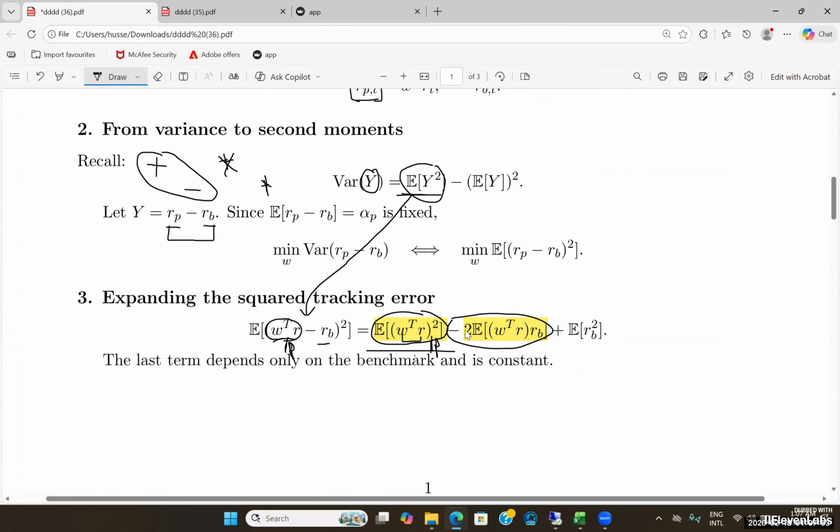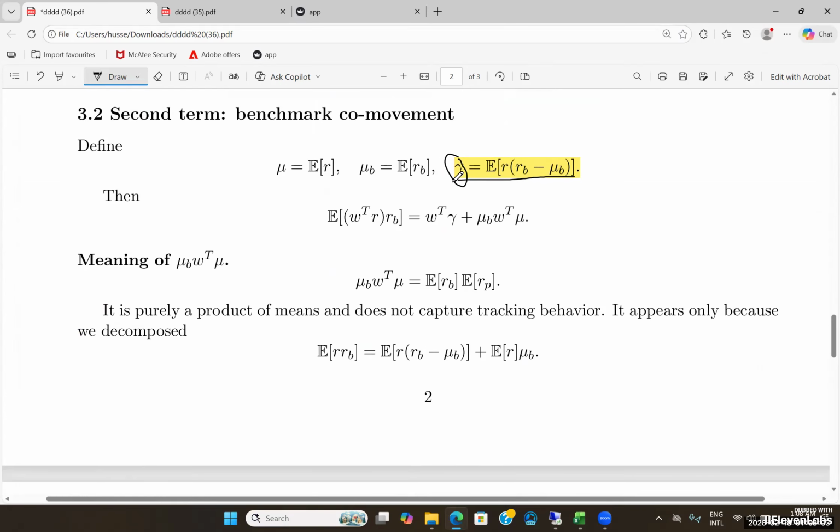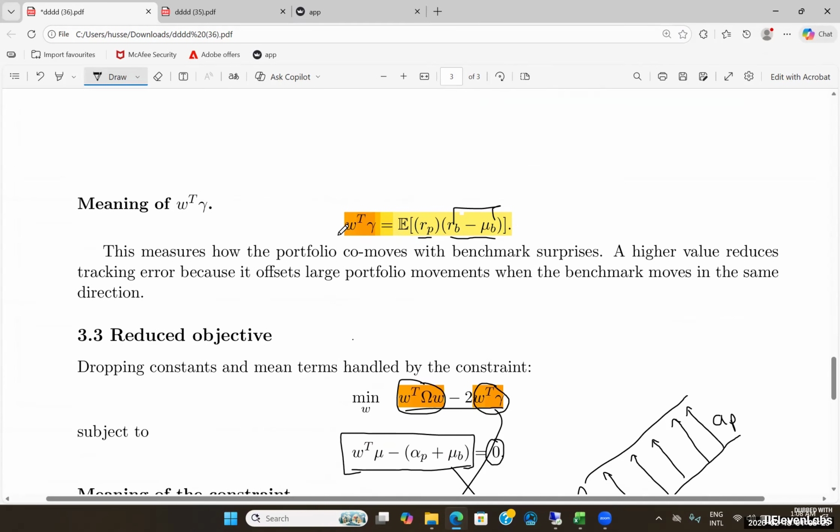The second crucial element we're examining is the covariance, or as we might also describe it, the co-movement. This specifically refers to the relationship between the returns generated by our portfolio and those of the designated benchmark portfolio. Within this aspect, we identify a primary component, which we will refer to as gamma. And gamma here is simply the co-movement between the portfolio's overall return, which is the R without any subscript, and the benchmark's unexpected surprises. So that is the specifically measured component of the second term.